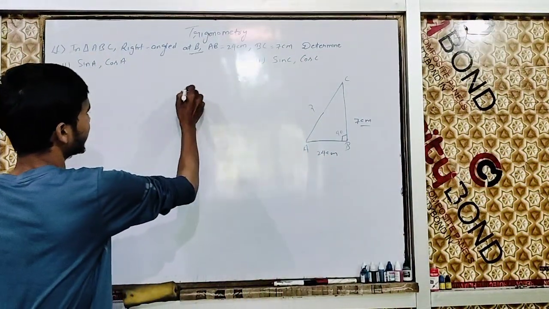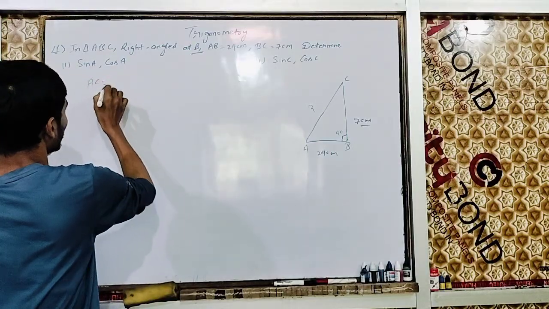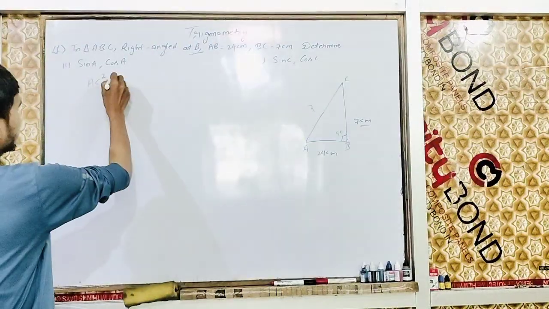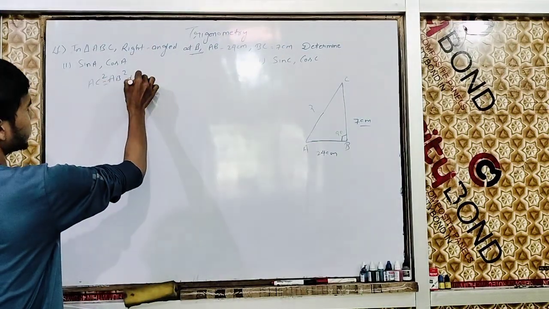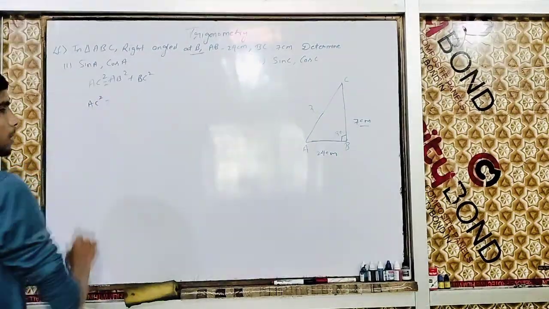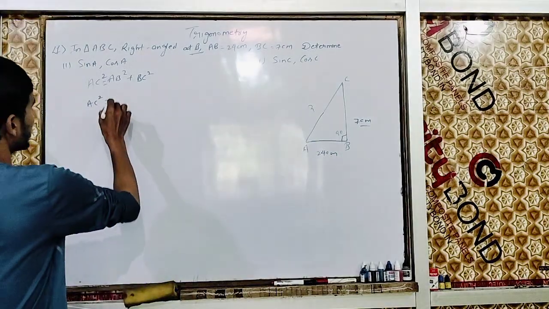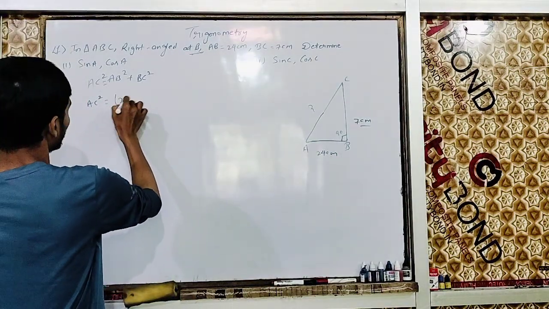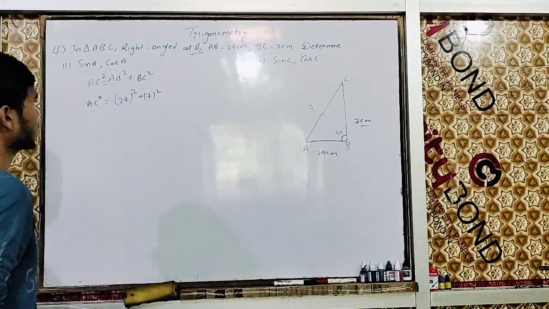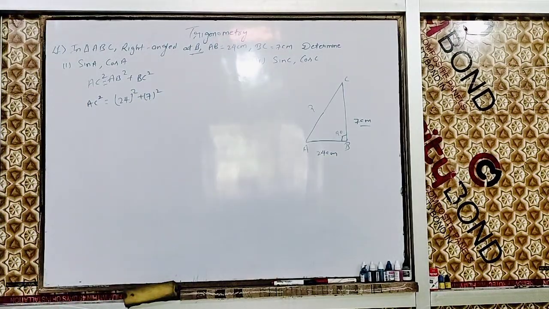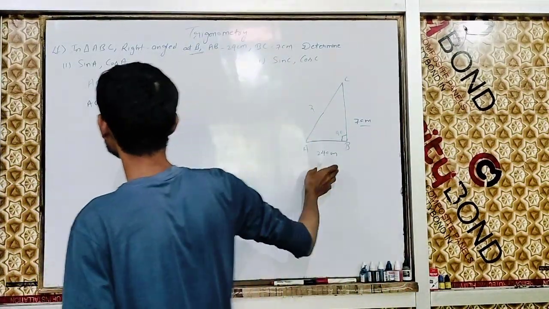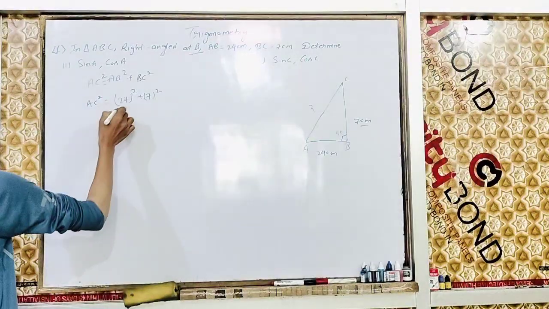So here, as you know, AC square equals AB square plus BC square. AC is not given, so it will remain as it is. AB is 24, then BC is 7. Clear? Till here we just substituted the values of this side and this side.